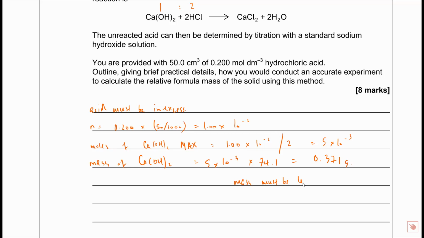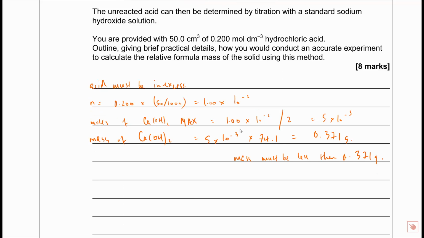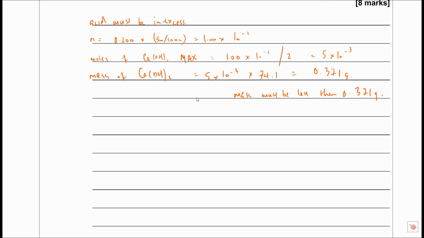And I think at this point it's worth saying mass must be less than 0.371 grams. That is key. By having a mass less than 0.371, so say you picked 0.2 for example, you probably wouldn't want to go for 0.370, say you pick 0.2 or 0.1, you are therefore ensuring that you have more moles of acid, therefore the acid is definitely in excess. So this is some of the preliminary work you would have to do if you were going to carry this out. But the actual practical itself, what do you actually do?